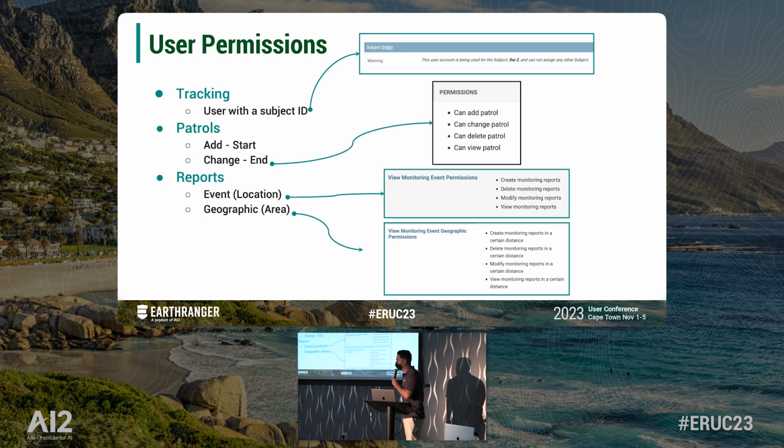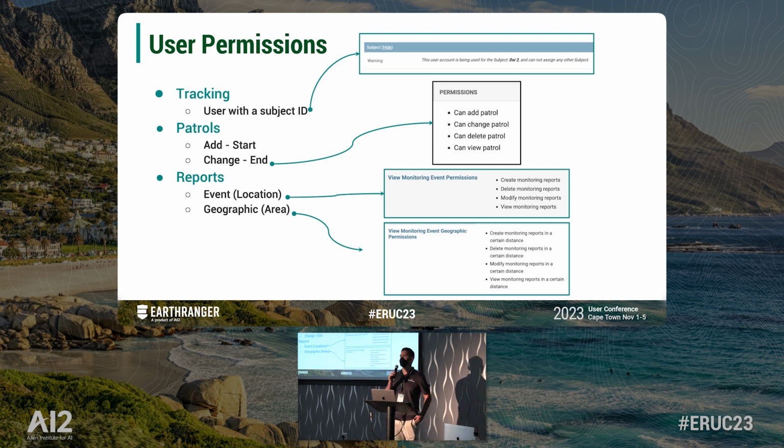One important thing that you need to consider is how permissions work in version 2 of the app. We have three different collection types: tracking, patrols, and reports. For permissions in tracking, it's automatically given to the user when you have this subject created in the application. You will be able to start tracking. You do not need any additional permission in admin. It will automatically give you permission to start tracking.